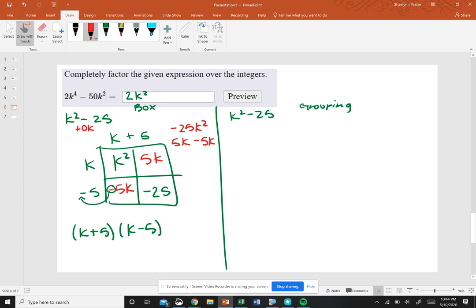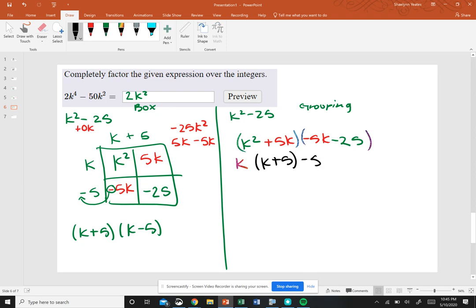All right, now if I'm going to do it by grouping, this is very, very similar. It's the same idea. We still have the k squared. We still have the minus 25. But now the positive 5k and the negative 5k go in the middle. Okay, and then we've got to group it. So here's our first grouping. Here's our second grouping. So in the first group, we have a k that we can pull out. And then what's left is going to be a k plus 5. And then in the second group, there's a negative 5 that we can pull out.